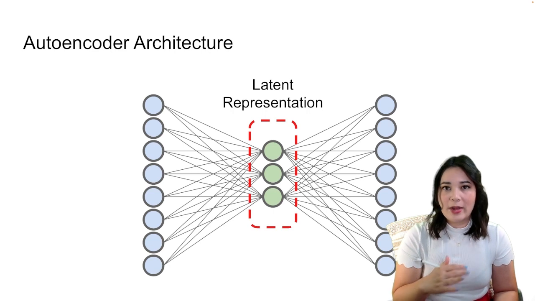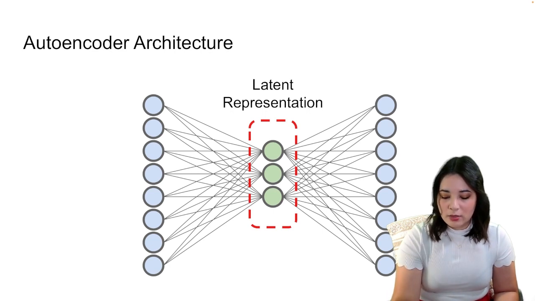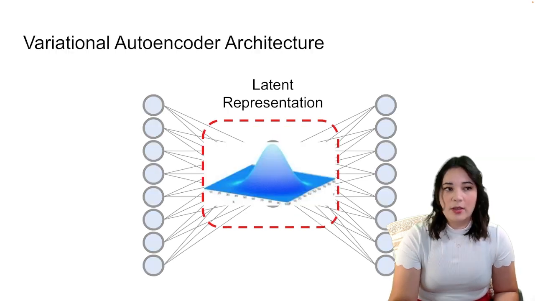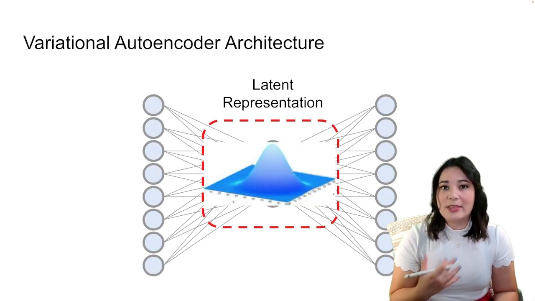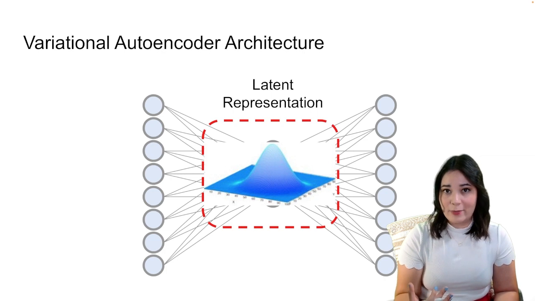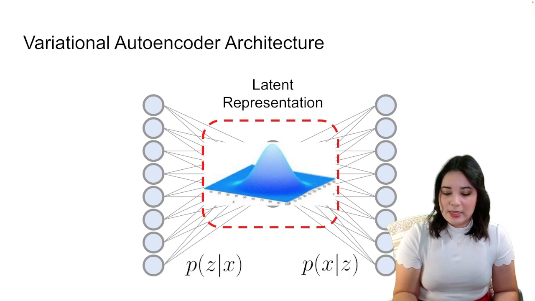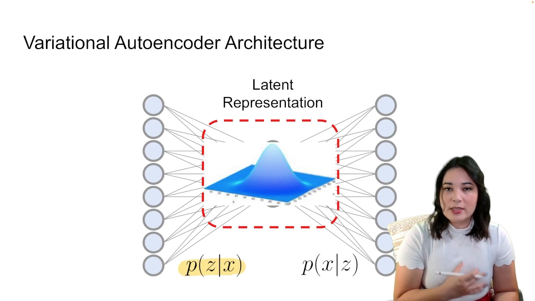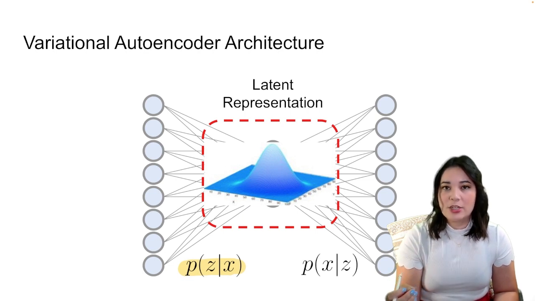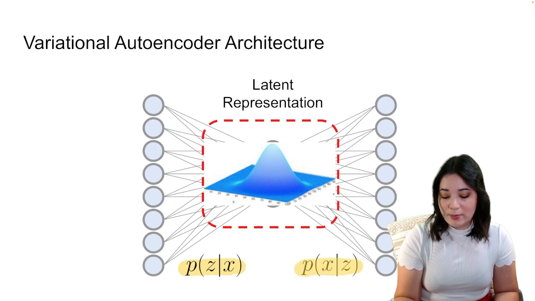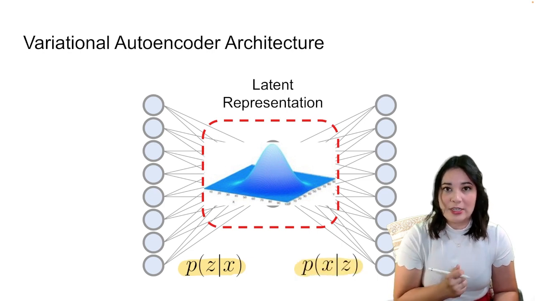To review, in a regular vanilla autoencoder, our latent representation is static. It's just a single vector of numbers. In a variational autoencoder, we instead have a probabilistic hidden representation where we learn distributions of values instead of exact numbers. This basically means that the encoder of the autoencoder is learning the probability of a hidden representation given a certain input, while the decoder learns the probable input given the hidden representation that it has seen.